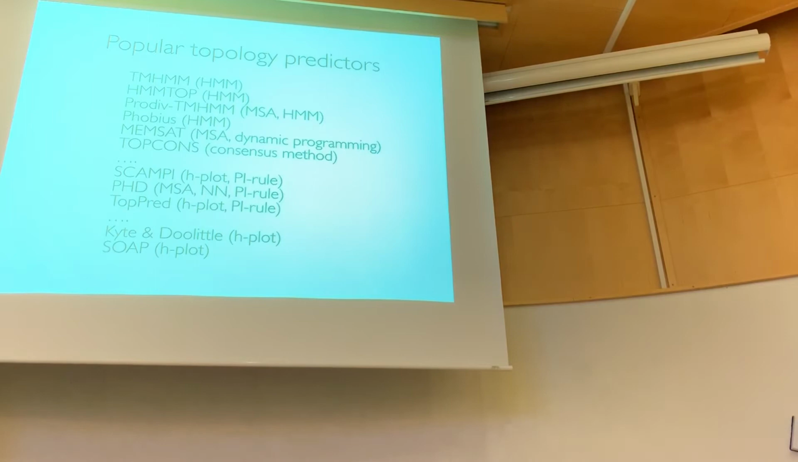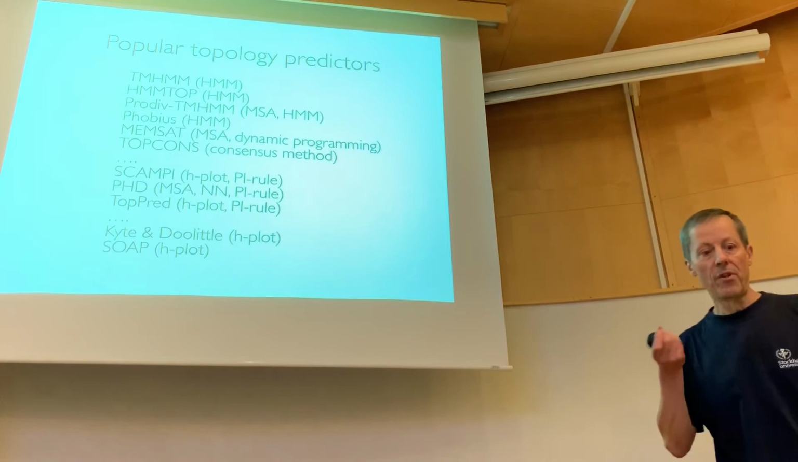And then you have all the machine learning guys. You see TMHMM, as Sam mentioned, but with others. TopCons is Arne's method. It's a consensus method, so it runs a number of predictors and tries to make a consensus prediction. That has become quite popular. And there are new methods coming up all the time as deep learning people get involved and so on.